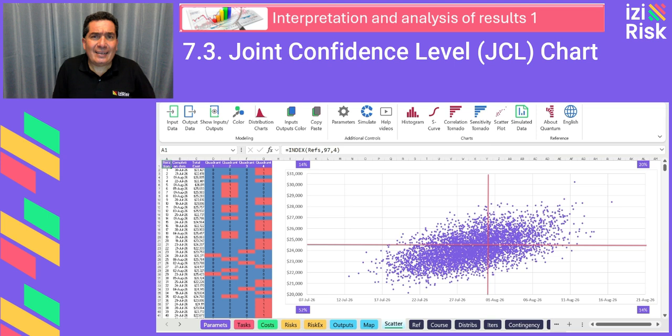Now, why isn't it exactly 80%? Even though both values, time and cost, are set at the 80th percentile, the combined probability drops to 68% because it's harder to meet two conditions simultaneously. The combined probability reflects the conditional intersection of two events.